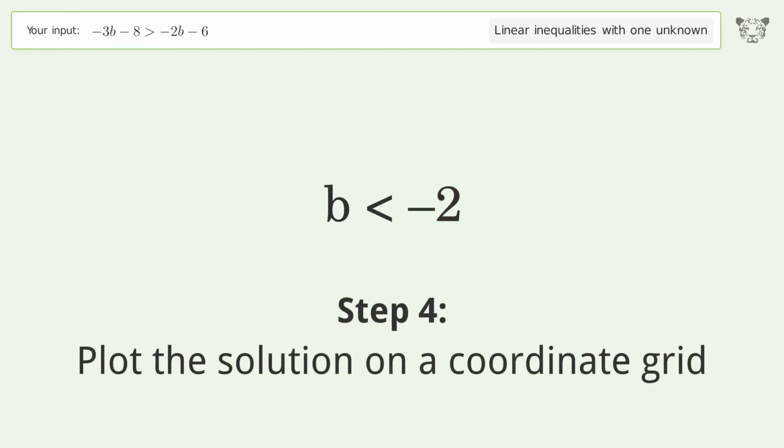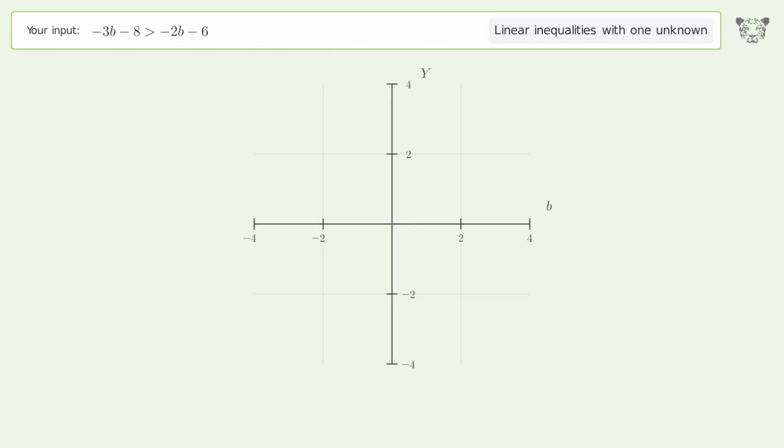Plot the solution on a coordinate grid. And so the final result is b smaller than -2.